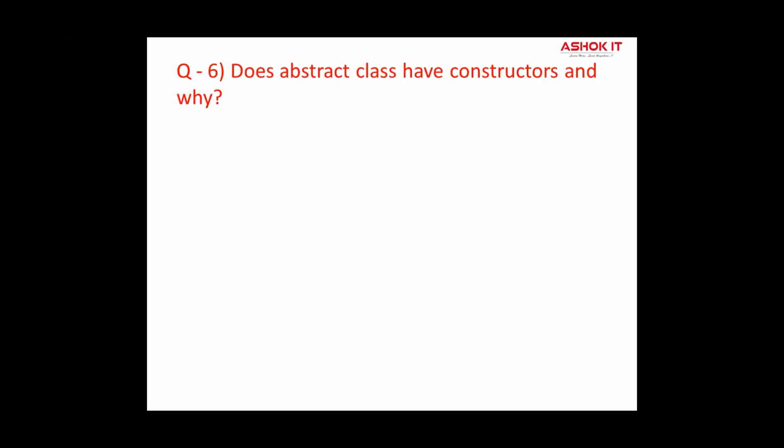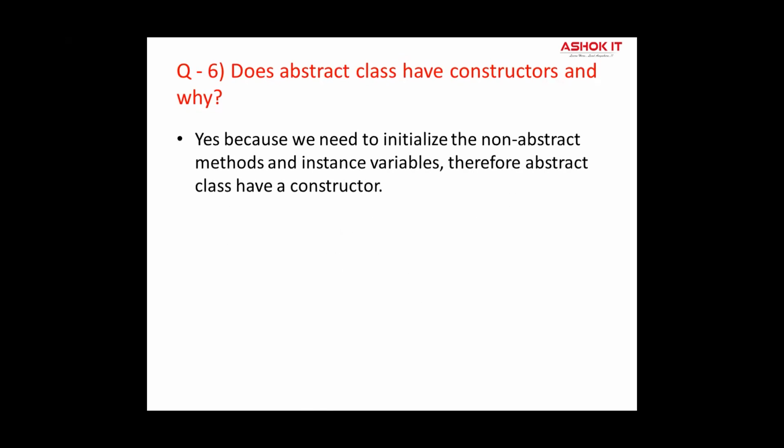Question number 6. Does an abstract class have constructors? And if yes, then why? Yes, because we need to initialize the non-abstract methods as well as instance variables. Therefore, there should be a constructor for an abstract class. An abstract class can have a constructor. You can either explicitly provide a constructor to the abstract class, or if you don't provide one, the compiler will automatically add a default constructor. And the constructor of the subclass will invoke the constructor of the superclass, either implicitly or explicitly. Chaining of constructors is also one of the reasons abstract classes can have constructors.